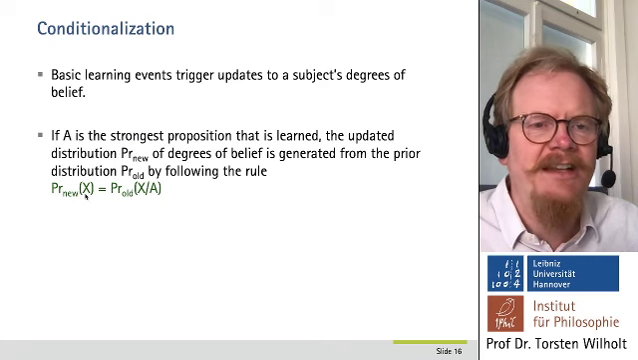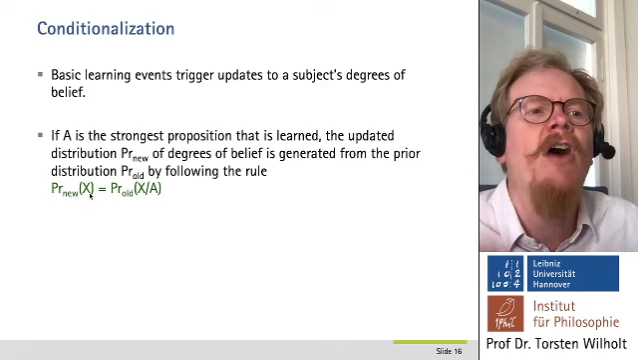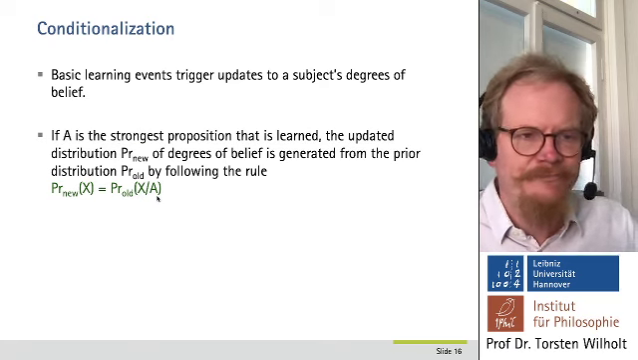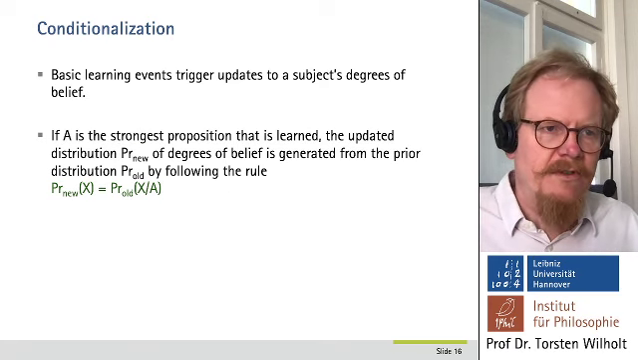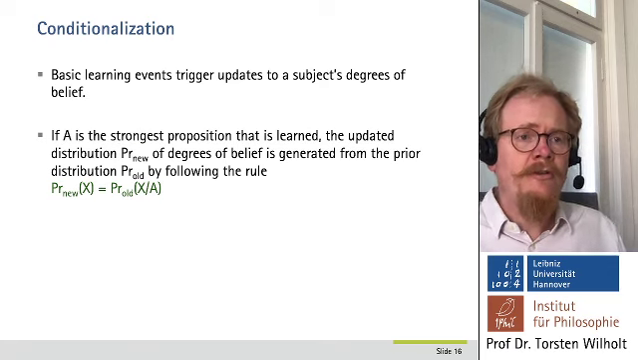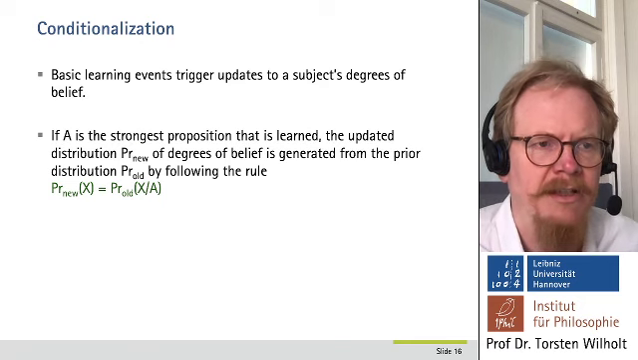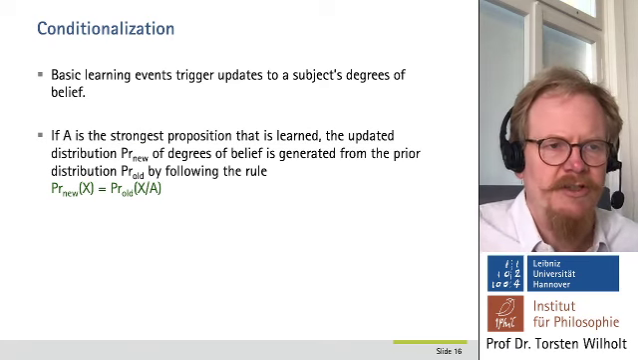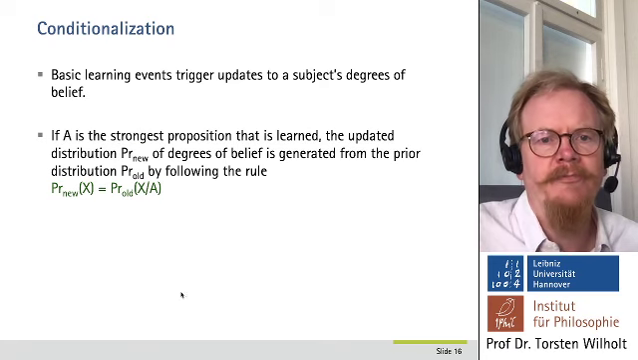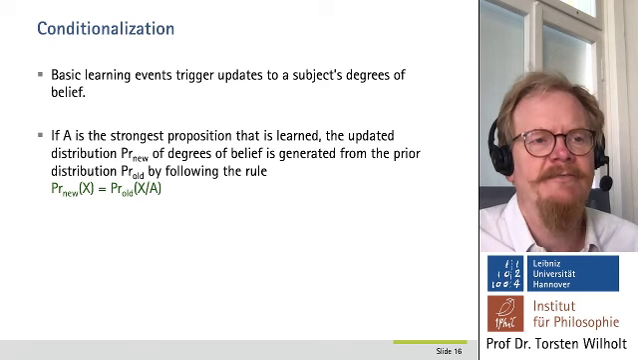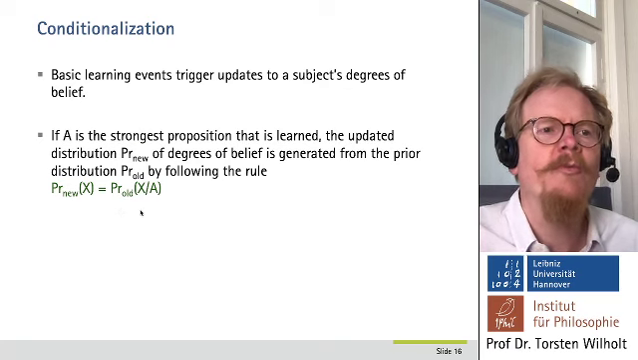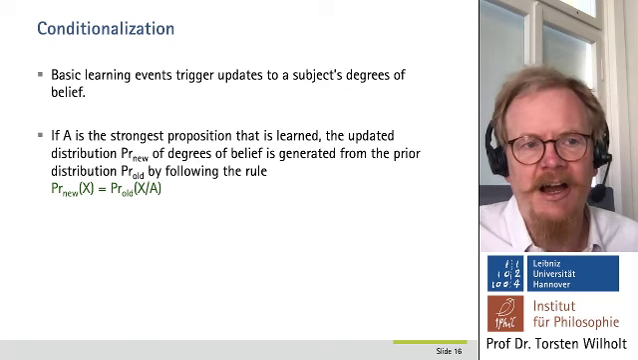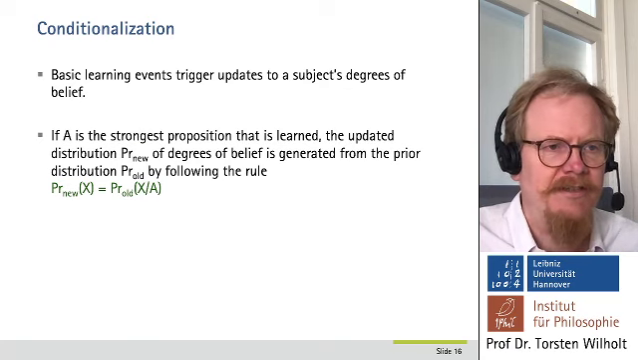For any proposition X, the new unconditional probability of X is the old conditional probability of X given A. So if you learn that Germany will be in a group with Brazil and Italy and the Netherlands, that's the new kind of information you get, then you should update your subjective degree of belief that Germany will be the winner of the next World Cup to what used to be your conditional degree of belief that Germany would win, given that they are in a group with Brazil, Italy, and the Netherlands.